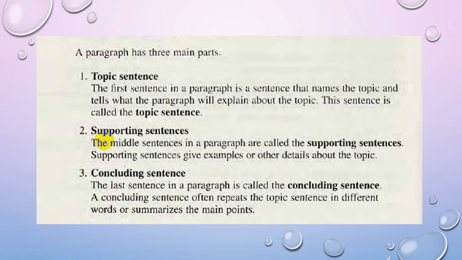The middle sentences in a paragraph are called the supporting sentences. الجمل المتوسطة في المقطع الكتابي نسميهن شنو supporting sentences. Supporting sentences, الجمل المساندة, give examples or other details about the topic. تنطينا أمثلة وديتيلز أخرى يعني تفاصيل أخرى about the topic عن الموضوع.